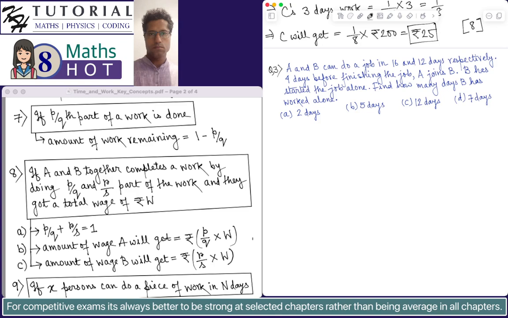4 days before finishing the job, A joins B. B has started the job alone. Find how many days B has worked alone. 4 days before finishing the job, A joins B. Okay. So this means that in the last 4 days, A and B were working together, and B started the job alone. Find how many days B has worked alone.